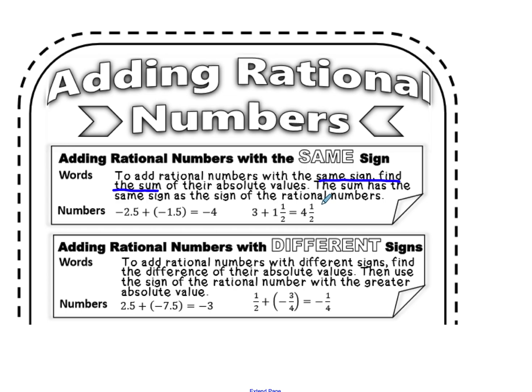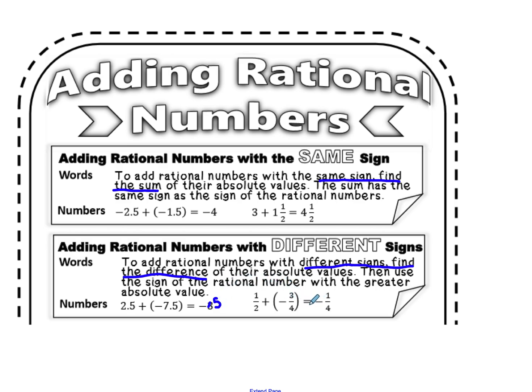Adding rational numbers with different signs. To add rational numbers with different signs, you find the difference of the absolute values. And then we are using the sign of the rational number with the greater absolute value. So 2 5/10 plus negative 7 5/10. We'd subtract: different signs, find the difference to get our answer. And actually, I don't agree with the answer here. That really should be a negative 5. I'm just going to cross that out.